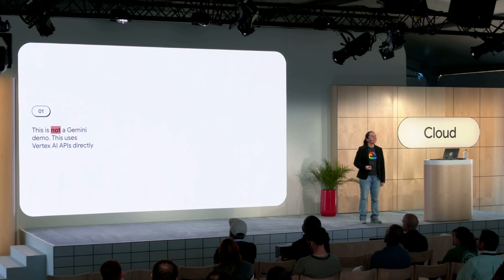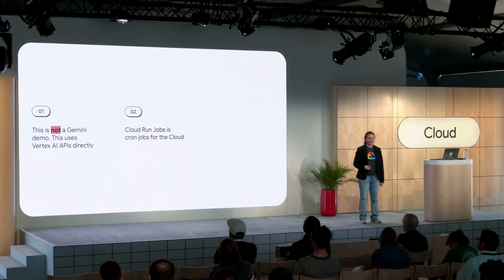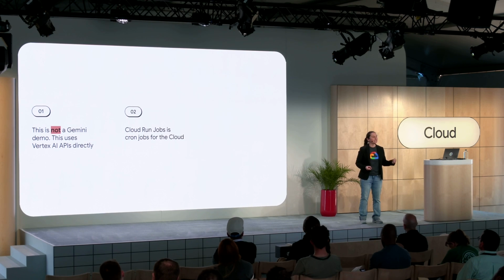All right, for our third and final demo, this is actually not a Gemini demo. Instead, you will see how you can use the specialized Vertex AI APIs to perform specific tasks. And you'll see Cloud Run jobs. A job runs a container to completion, and then it's torn down.